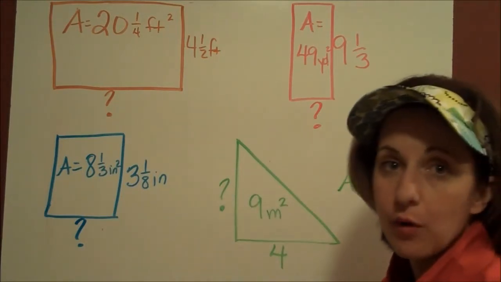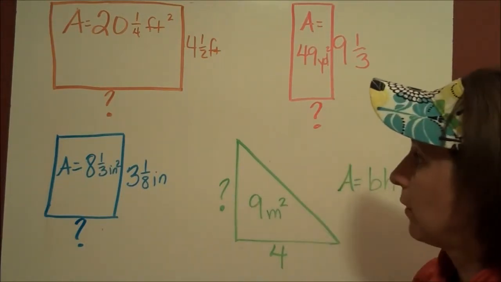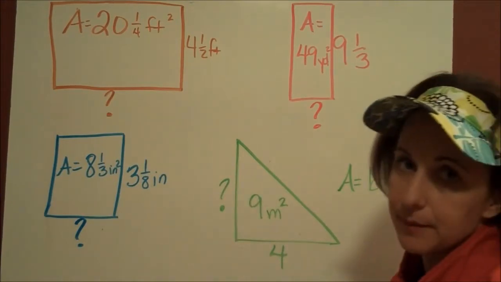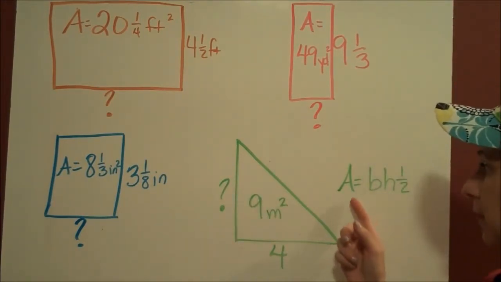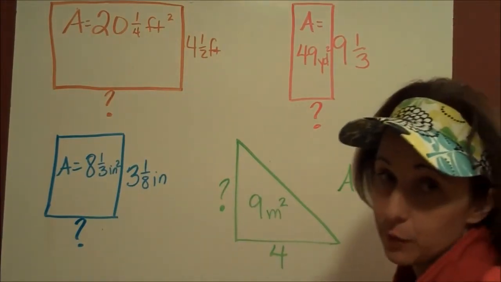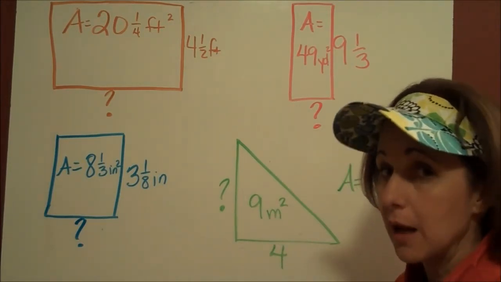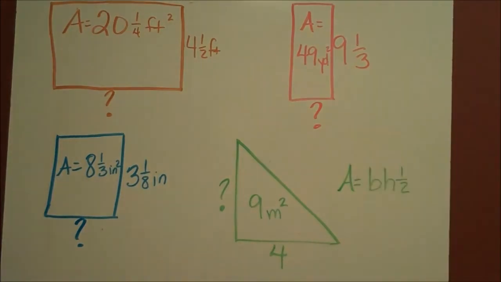All right, here are 4 for you to show what you know. These 3 are base times height. The last one, base times height divided by 2 is the formula for the area of a triangle. 14 minutes.